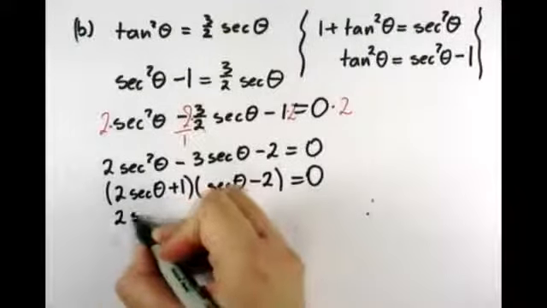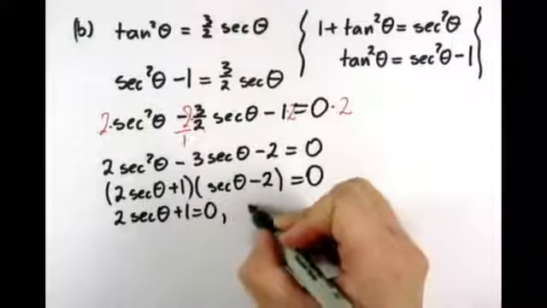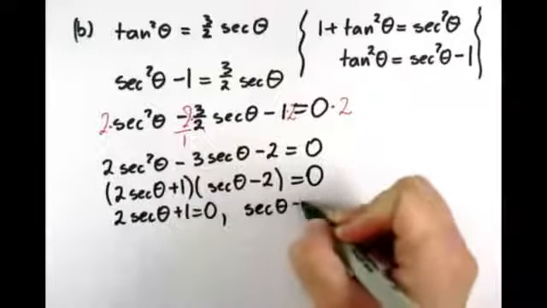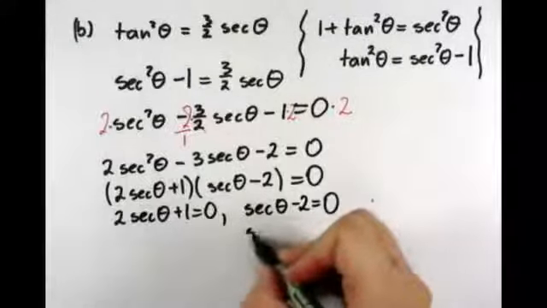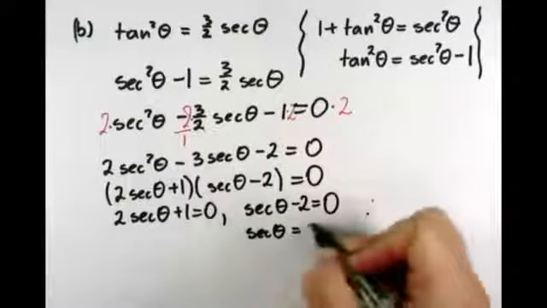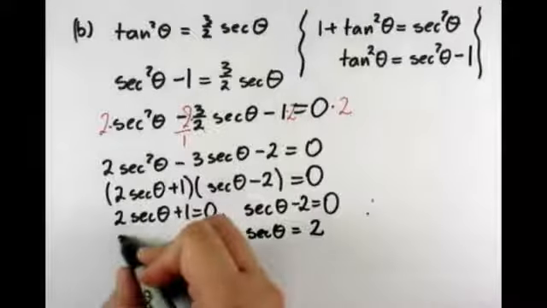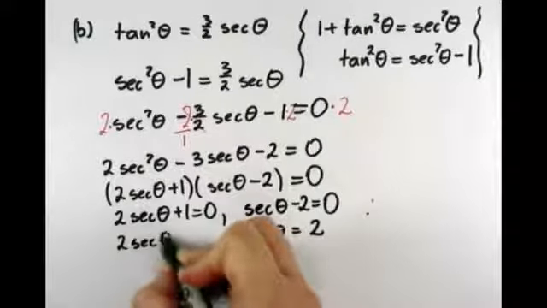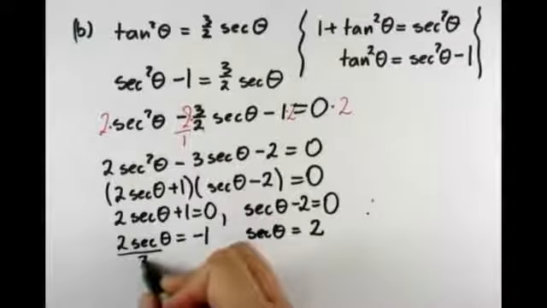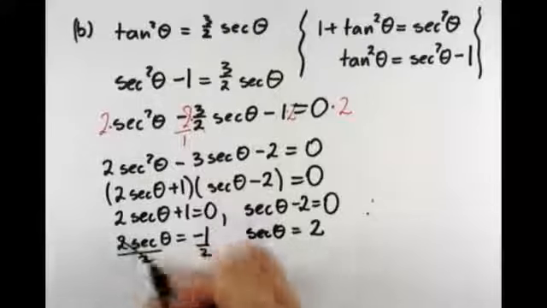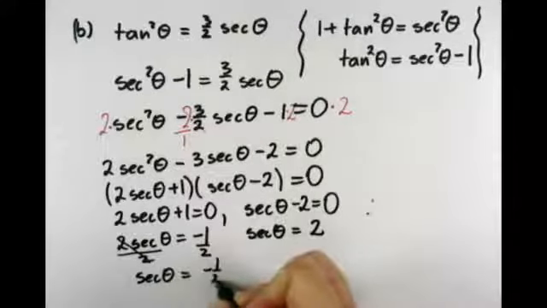Once I have brackets, I take each bracket to 0. So I have 2 secant theta plus 1, I take it to 0. And the second one, secant theta minus 2, I take it to 0. Bring this over. So we have secant theta is equal to 2. And solve it for this one too. So we have 2 secant theta is equal to minus 1, divide by 2, this cancels out, so secant theta is equal to minus 1/2.